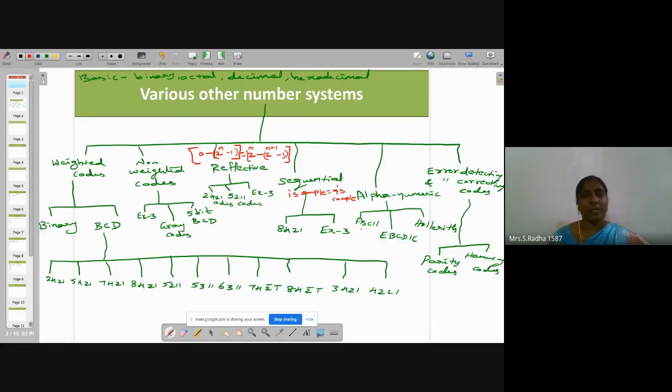ASCII you might already have known. ASCII codes 0, 1, 2, 3, etc. will be present. Small a, small b, small c, etc. will be present. Alphanumeric codes include extended BCD, Hollerith, and parity, even parity, odd parity, Hamming codes. If you observe, XS3 is non-weighted, reflective behavior is there, and sequential nature is also followed in XS3 type of codes. All three behaviors are there: non-weighted, reflective, and sequential.